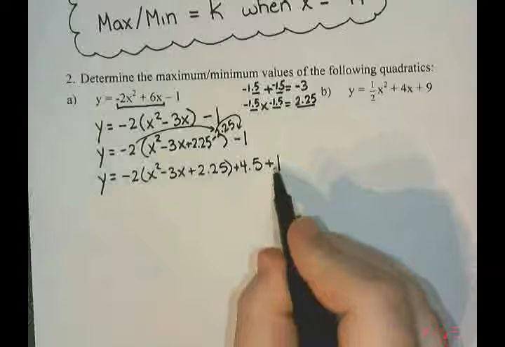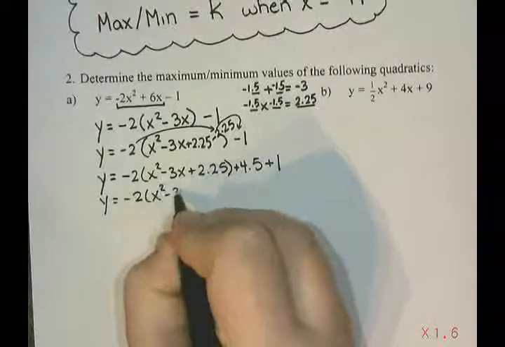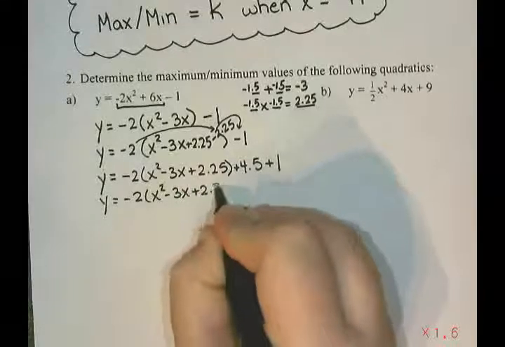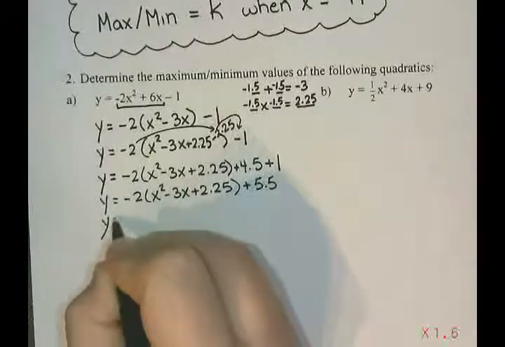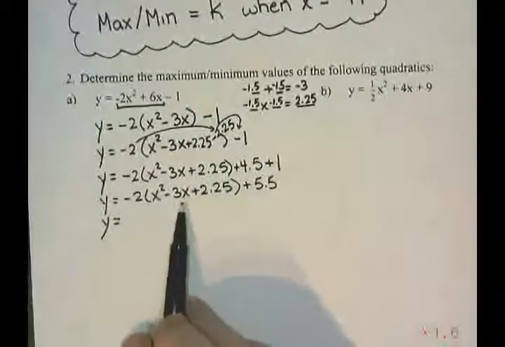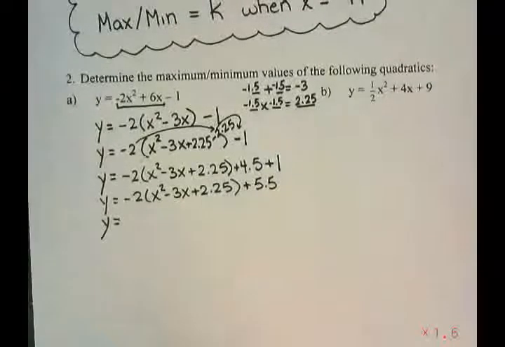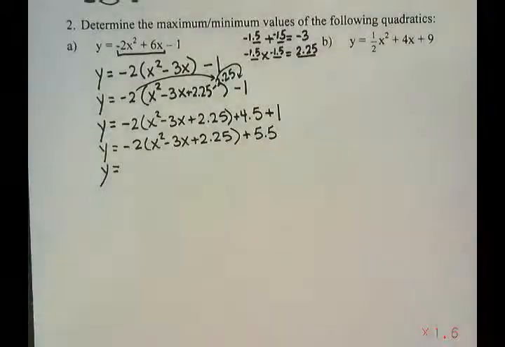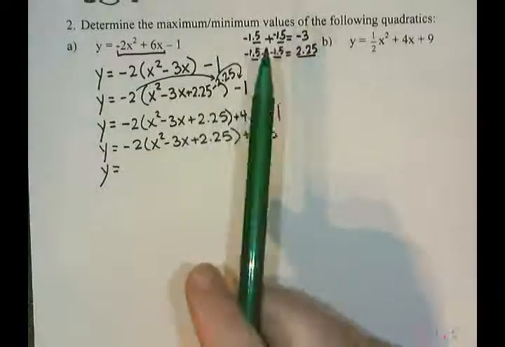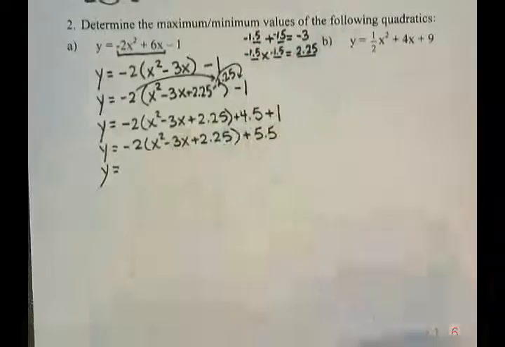I'm going to add these two together. Get 5.5. And then my last step is to factor what's left here. So I'm going to do that a little bit lower down. I'll leave myself a little bit of space to do some other things. So I'm looking for two numbers that multiply to 2.25 and add to negative 3. Well, it's very convenient that they happen to be negative 1.5 and negative 1.5. I've actually already figured that part out.